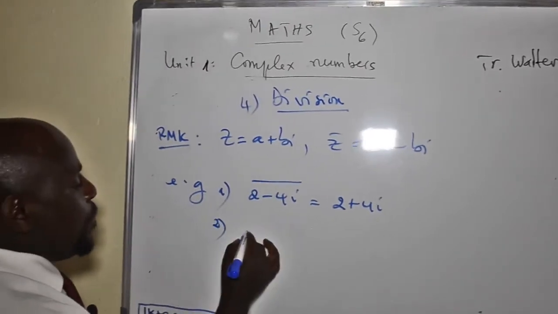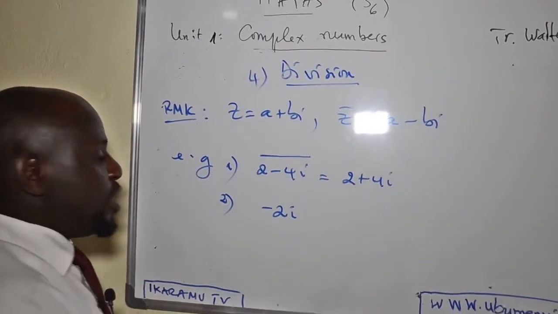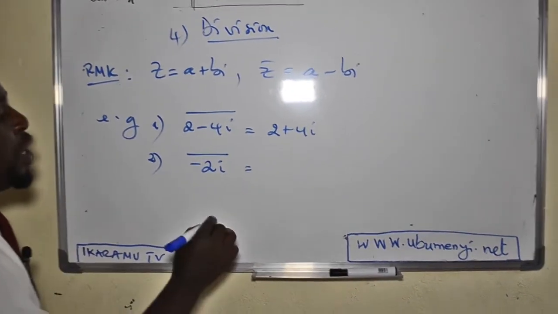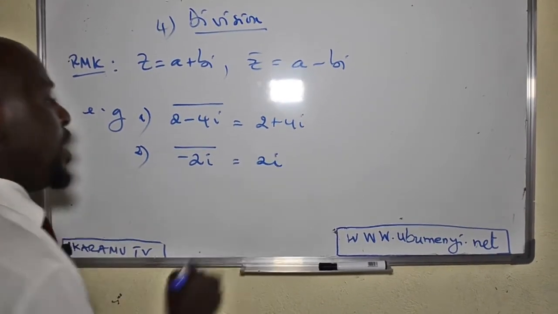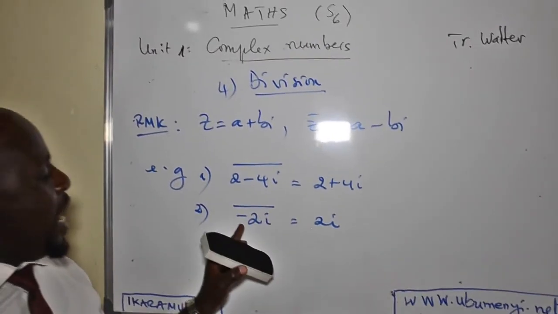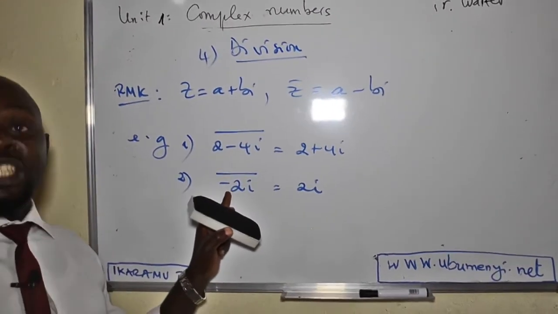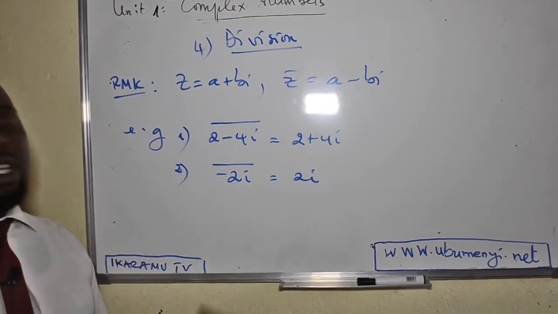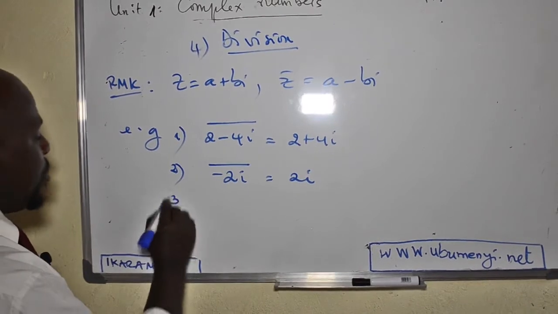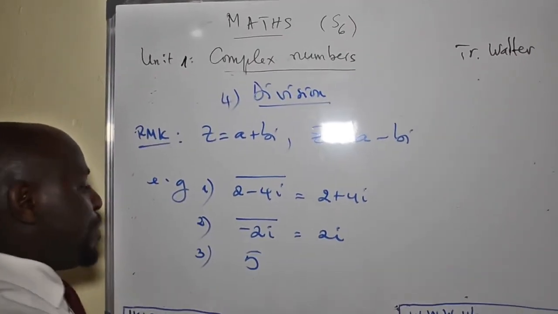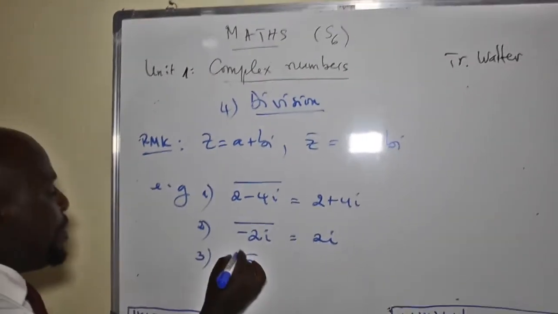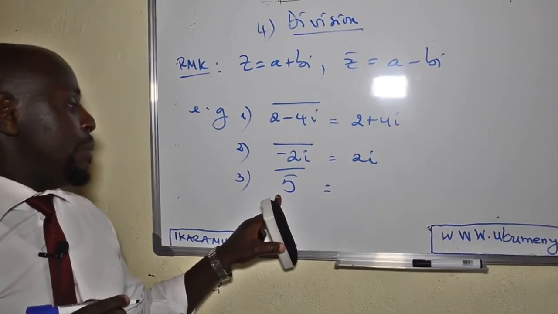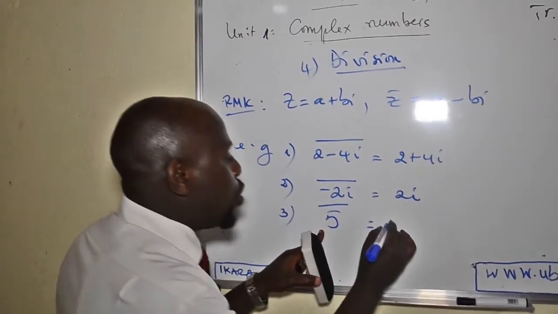Number 2, if I have, for example, a complex number z equal to negative 2i, and I find its conjugate, this conjugate will be equal to 2i. Why? Because I change only the sign of the imaginary part. I don't touch the real part. And here the real part was 0, which means I only change the sign of the imaginary part and get 2i. Number 3, which can be various examples, like I have 5. If I have a complex number 5 and I am to find its conjugate, the conjugate of z equal to 5 will be equal to 5.